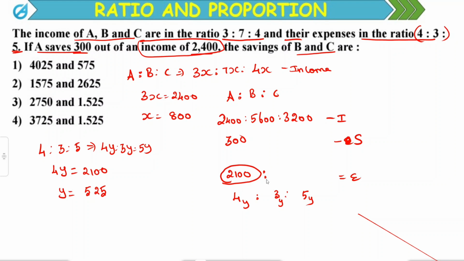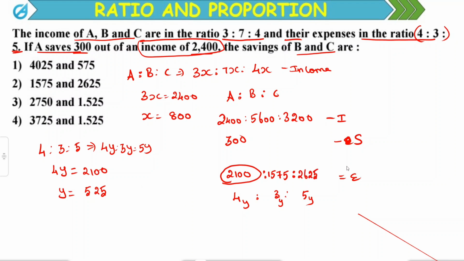So, what is the expenditure of B? 525 into 3 will be getting 1575. Okay, so 1575. What will be the expense of C? 525 into 5, so how much will we be getting? We'll be getting 2625.